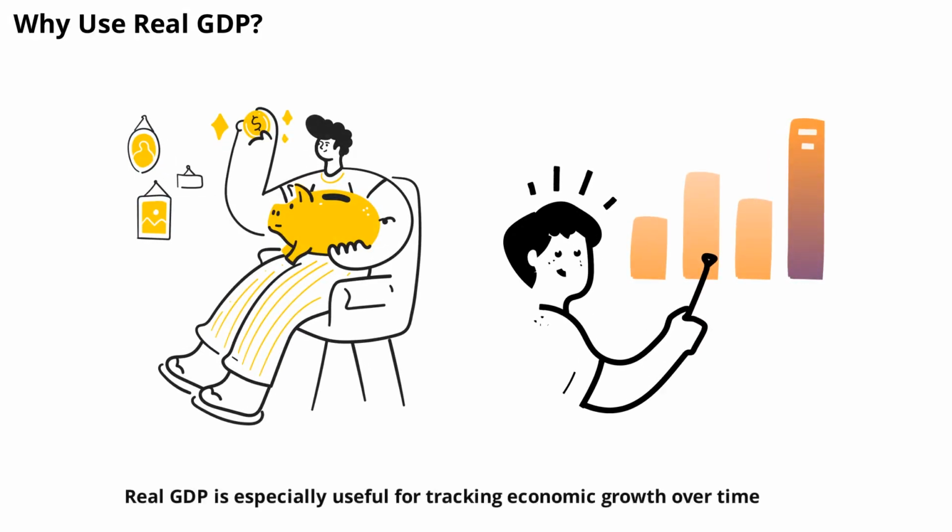Real GDP is especially useful for tracking economic growth over time. By removing the effects of inflation, it allows economists and policymakers to see whether the economy is actually expanding in terms of production. This makes it easier to compare economic performance across different years and even between countries, as it provides a more accurate picture of real growth.